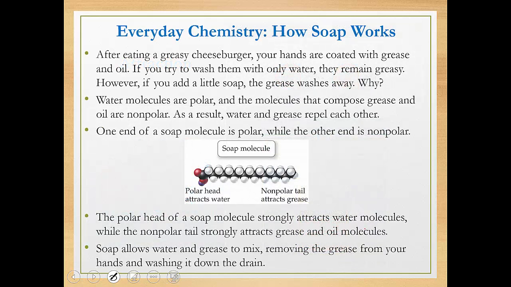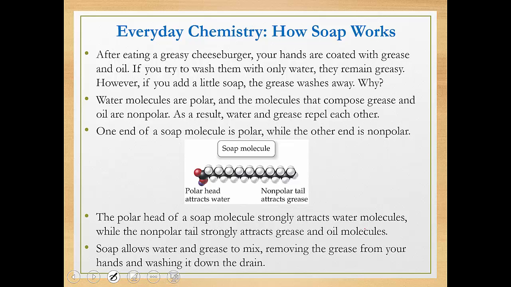Another interesting aspect that you can look at polarity is how soap works. So when you eat greasy food, like a greasy cheeseburger or potato chips, your hands get coated with grease and oil. And if you just try to rinse them off with water, you still have beads of water on your hand and it still feels greasy. But you throw a little soap in there, the grease goes away. So how does that work?